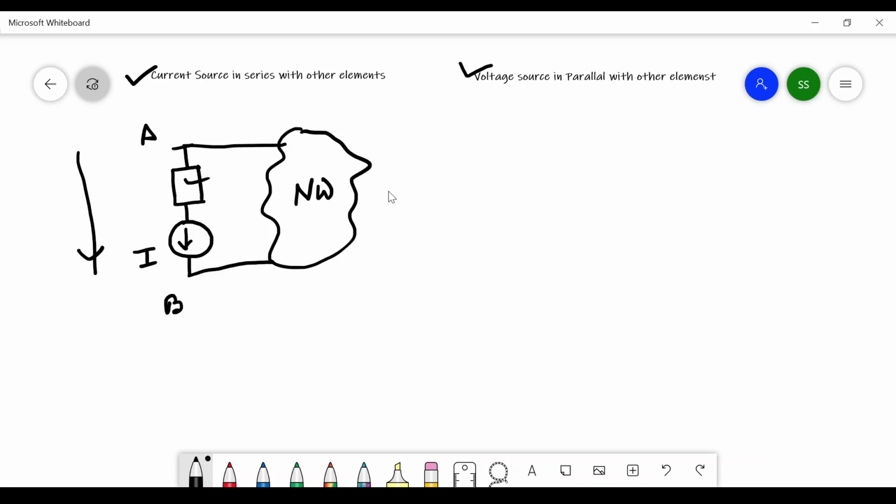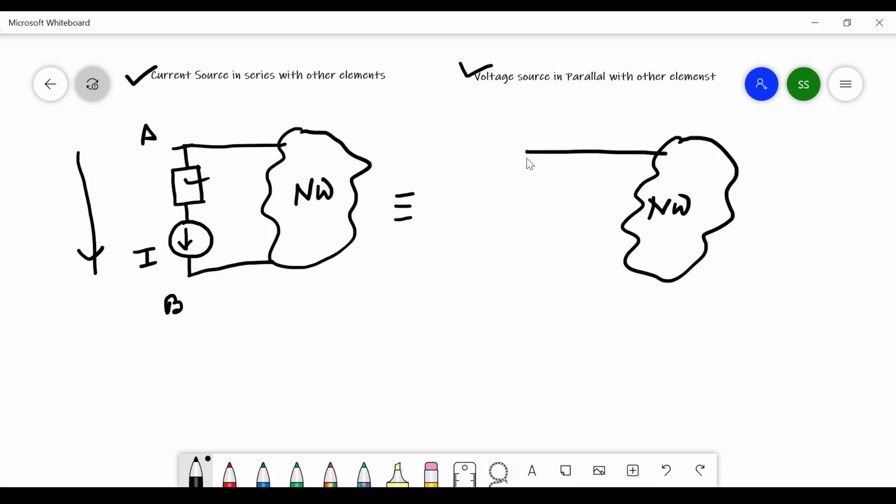So if I draw the equivalent network, the equivalent network will be a simple current source. We can dissolve this particular element in the equivalent circuit, and we can say this is the I and this is the equivalent circuit.